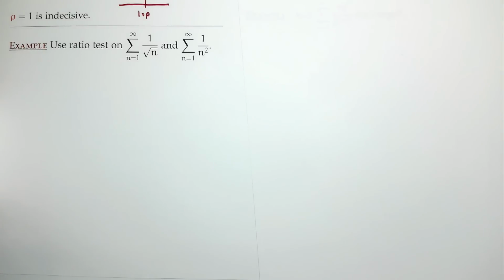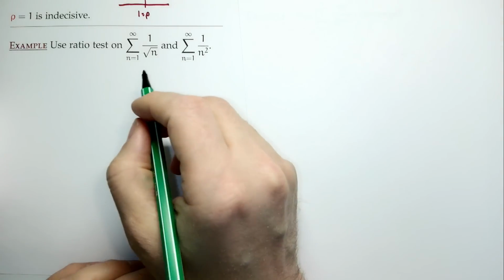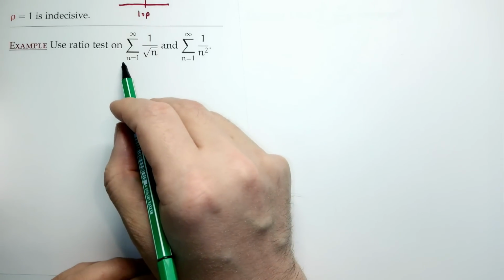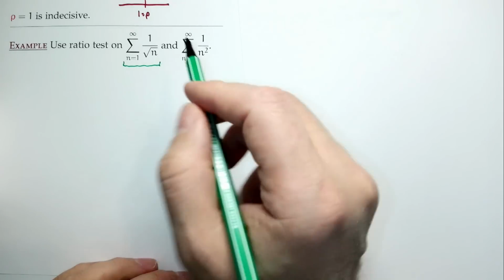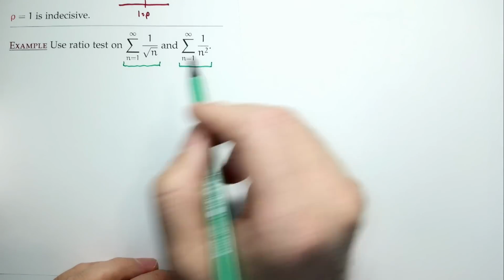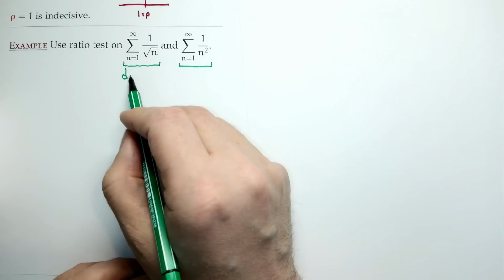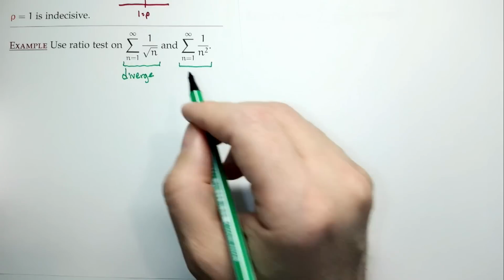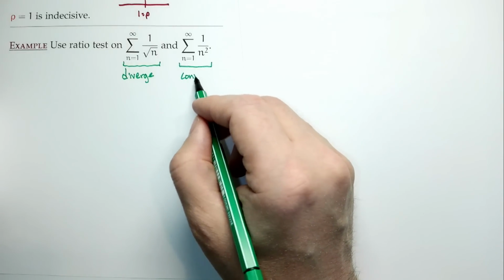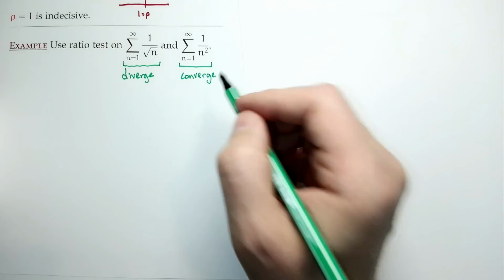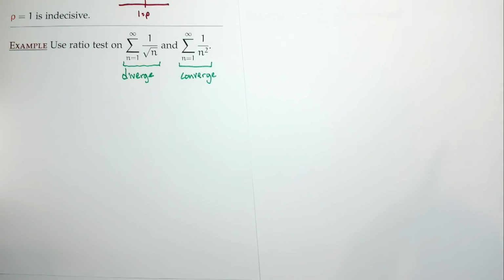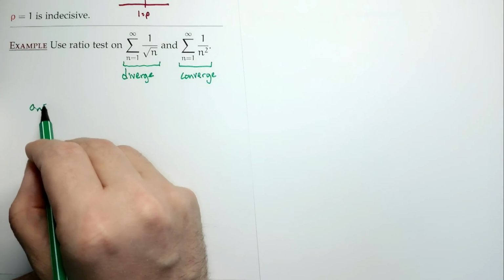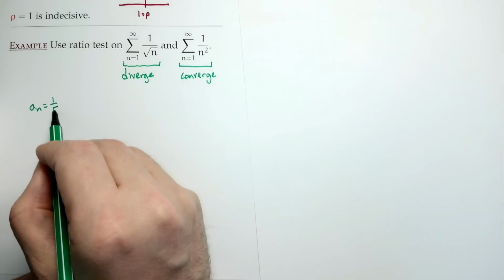All right, so let's use the ratio test. Now, look at these two series. Before we do the ratio test, what do we know about these series? Well, they're both p series. And so since we know about p series, this one is going to diverge, because I can think of it as n to the 1/2, and this one is going to converge, because it's n squared downstairs.